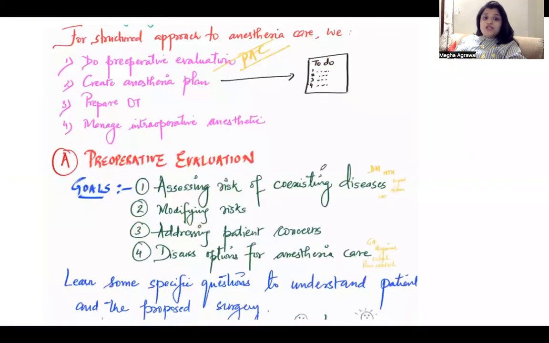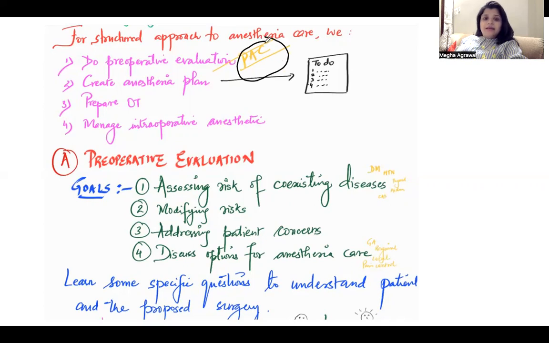So for a structured approach to anesthesia care, there are 4 things. If you do it systematically, things will be very easy. Whenever we see a patient, there are 4 things that come to our mind. We want to know about the patient, how the patient has been till now. That is the pre-anesthetic evaluation, pre-operative evaluation. So it is PAC, pre-anesthetic checkup. Before you give anesthesia, you check the patient. This is the most important part in patient management.